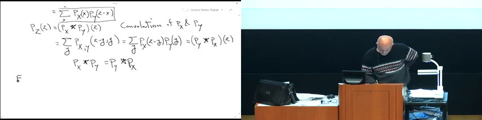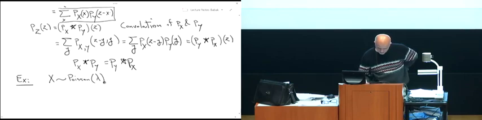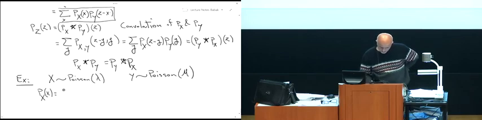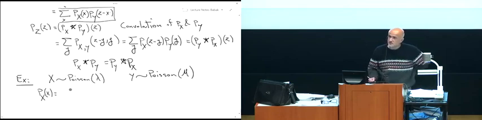So the example is from your homework. I've got random variable x, which is Poisson with rate lambda, and I've got random variable y, which is Poisson with rate mu. What this means is that the probability mass function for x is what? What to the what over what factorial times e to the what?